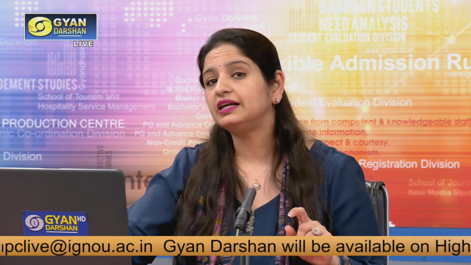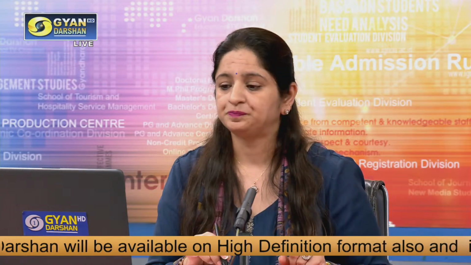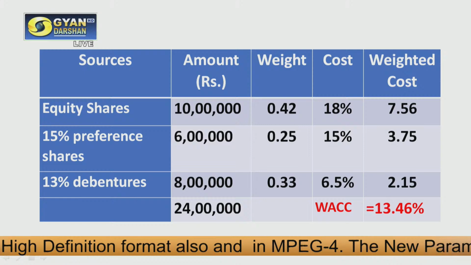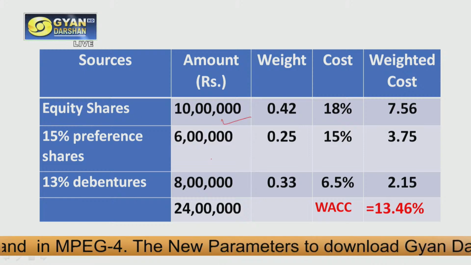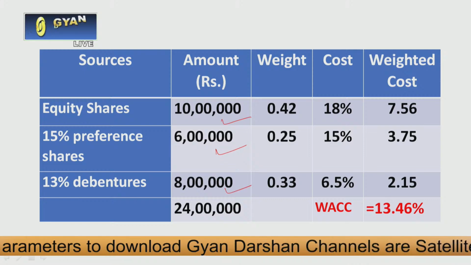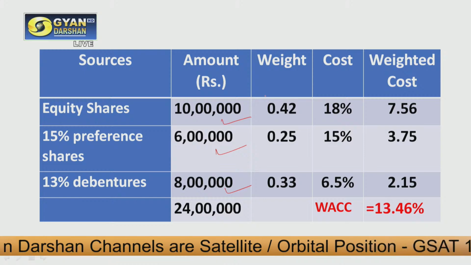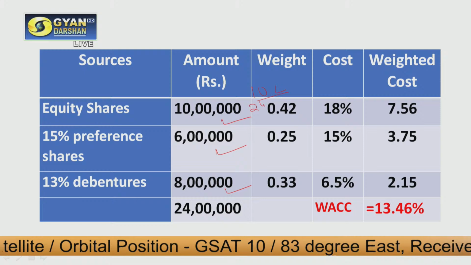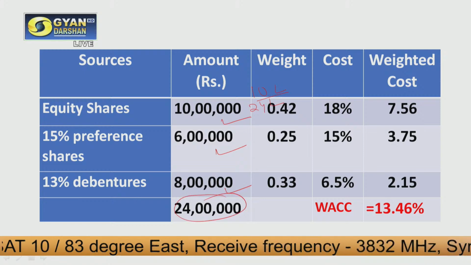Now using this individual cost of capital, we need to calculate our overall cost of capital. This can be presented in a better manner using this kind of table. So equity shares of 10 lakh rupees are there in the capital structure, 15% preference shares are there for rupees 6 lakh, and 13% debentures are there for rupees 8 lakh. Now, how can we calculate the weight? Weight can be calculated by dividing 10 lakh by 24 lakh. This is 24 lakh, the total capital this company is using.